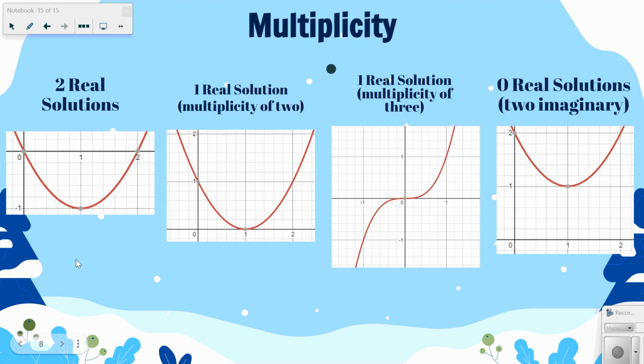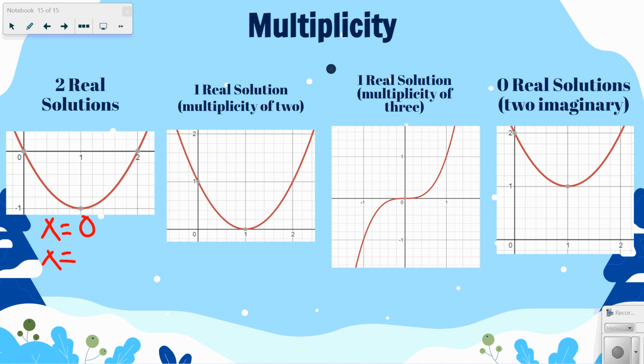Alright, so let's look at our multiplicity here. Let's start off with things that we know, looking at a quadratic. I know looking at this quadratic here, I have 2 real solutions. How do I know I have 2 real solutions? Crosses the x-axis 2 times, so what are my 2 solutions? Great job. X equals 0, x equals 2.